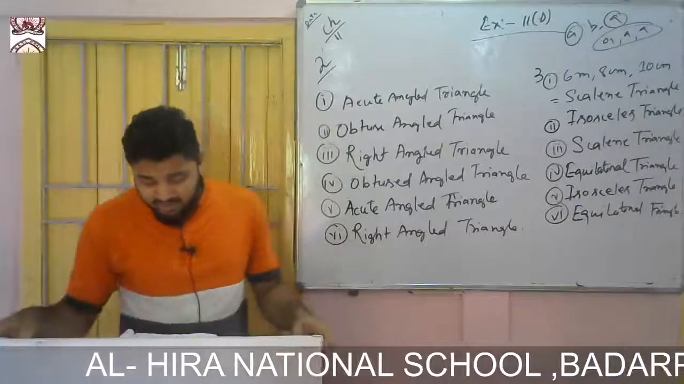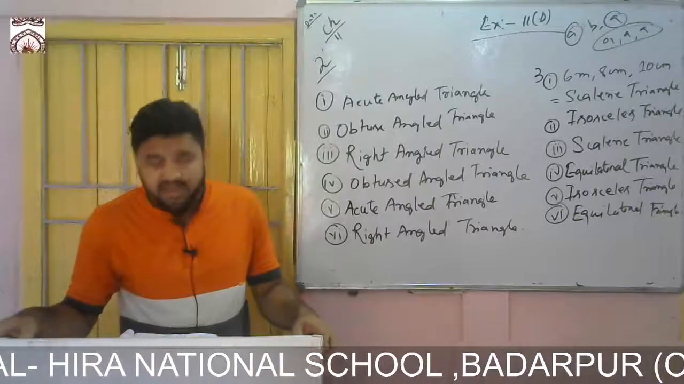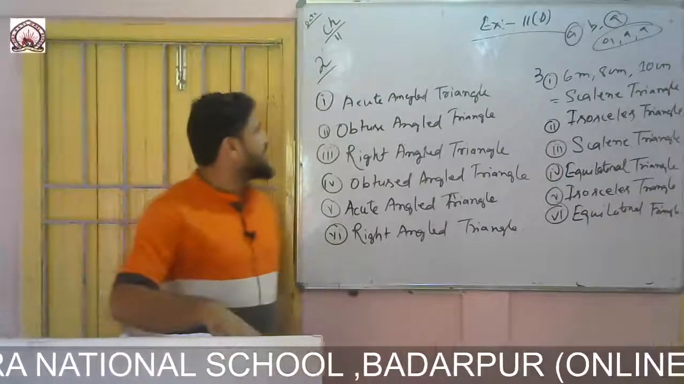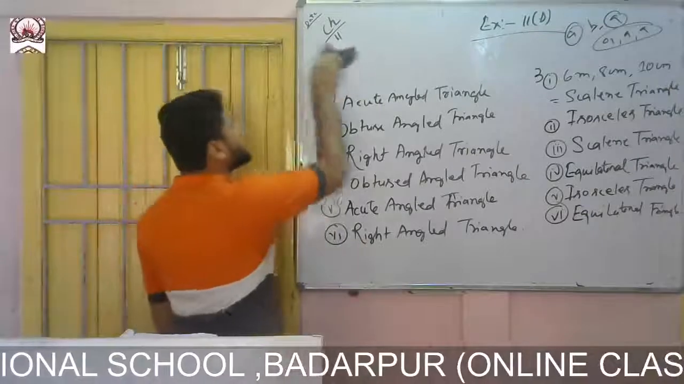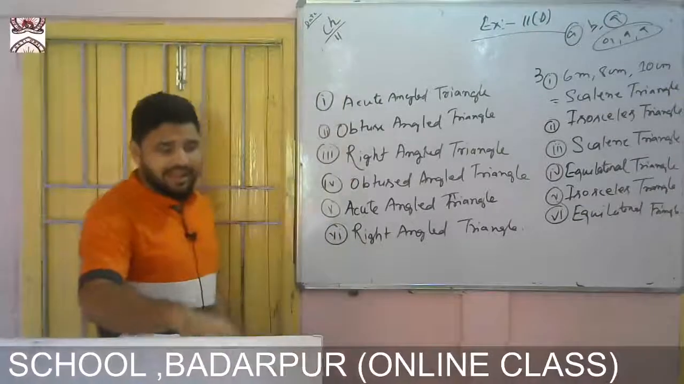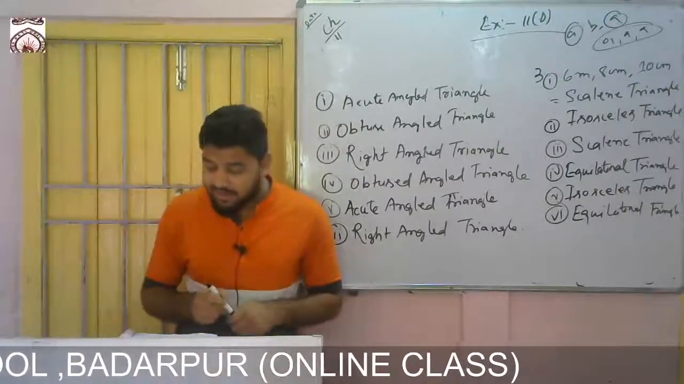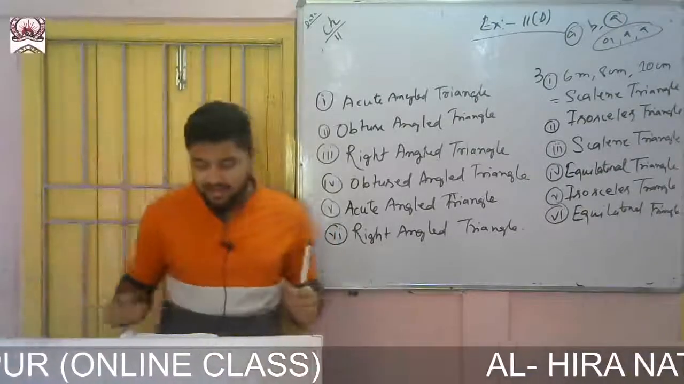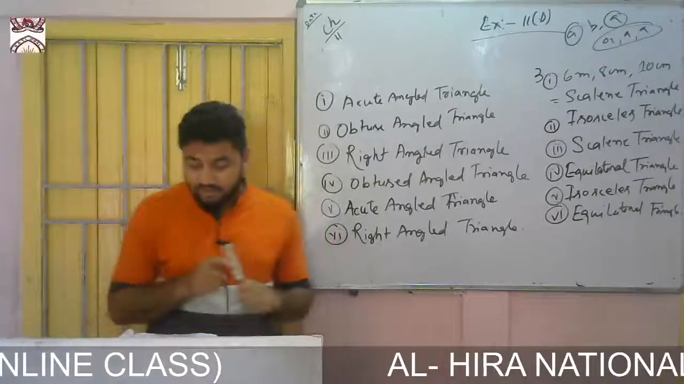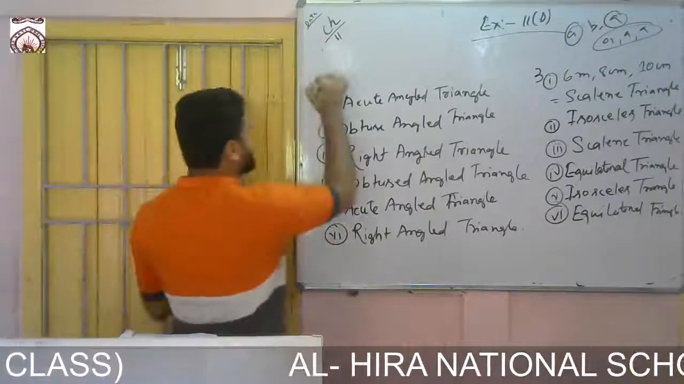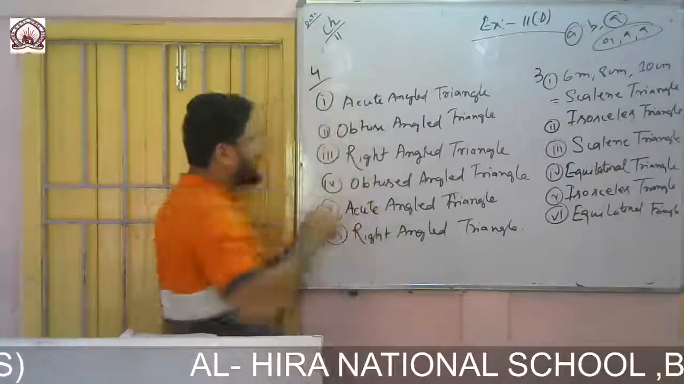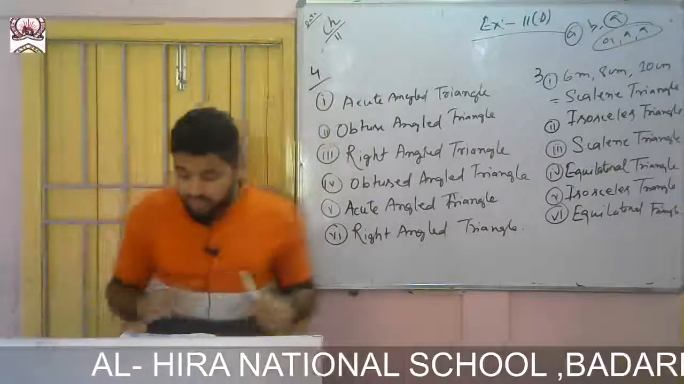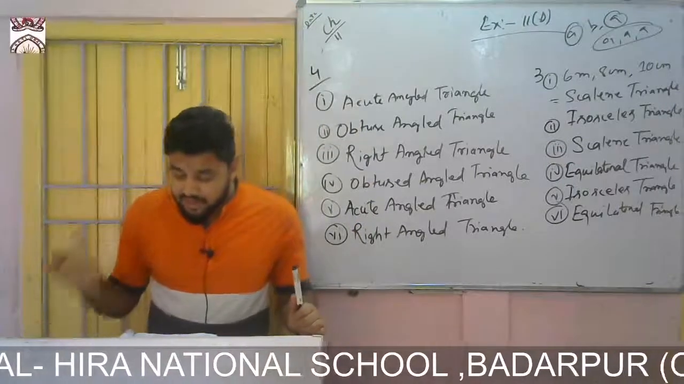So first one. You see question number 4: 58, 83, 39. So all the angles are less than 90 degree. So they are acute angle. So this one is an acute angle triangle.